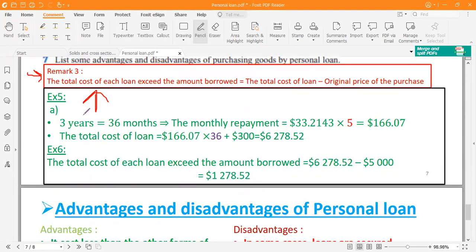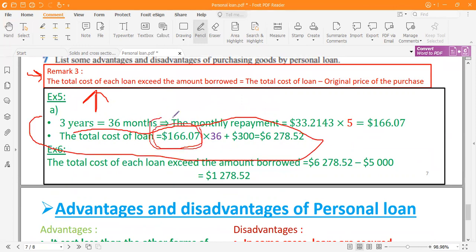So normally it's very easy to use the calculator and the table above, in the first, second or third slide, to first calculate the total cost of the loan. We obtain the monthly repayment using the table. Then from the total cost of the loan, we subtract the original price of the purchase to obtain $1,278.52 as the excess amount.